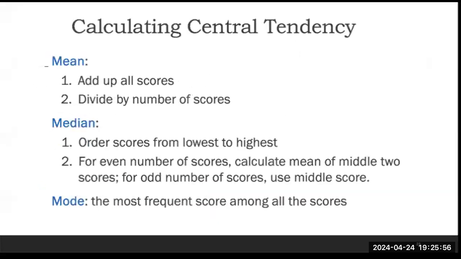Calculating central tendency, just a refresher from statistics. For the mean, you add up all the scores and divide by the number of scores. For the median, you order the scores from lowest to highest. Then for an even number of scores, you calculate the mean of the middle 2. For an odd number of scores, you just use the actual literal middle score. And mode is the most frequent score among all of them.